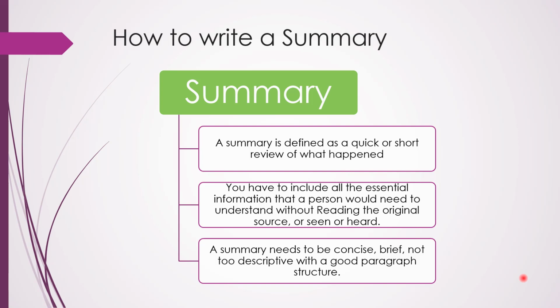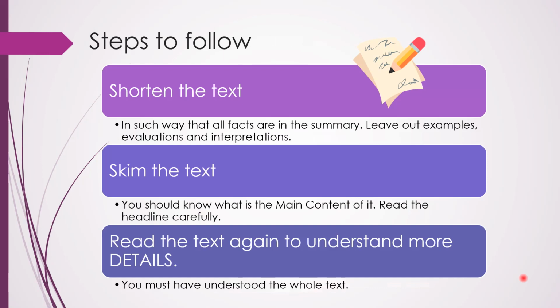The summary in general terms is the most difficult for students, so in order that you can do it more easily, we will check some points. Which are the steps to follow? The first one is to shorten the text in such a way that all facts are in the summary, but you have to leave out examples, evaluations, and interpretations.